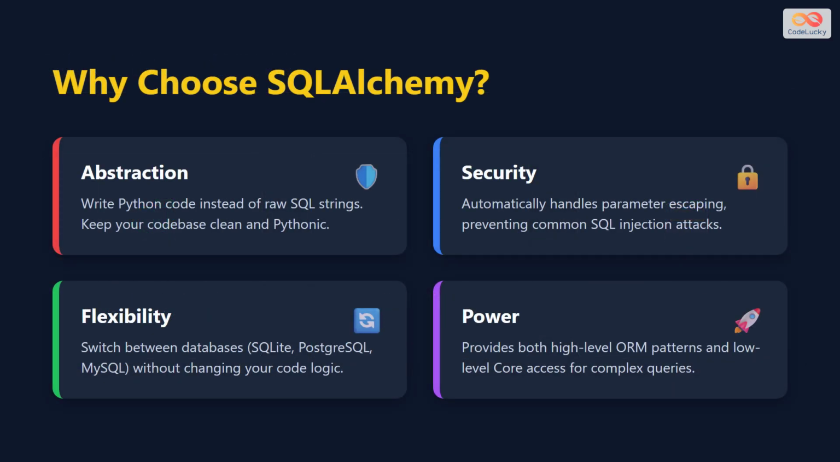Why should you use SQLAlchemy? There are several key benefits. First is abstraction. You write Python code, not SQL, which keeps your code base consistent. Second is security. It automatically handles escaping input, protecting you from SQL injection attacks. Third is flexibility. You can often switch underlying databases, like moving from SQLite to PostgreSQL, without rewriting your application logic. Finally, it's powerful, offering both high-level patterns and low-level access when needed.